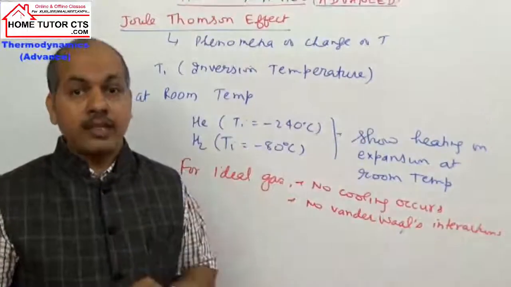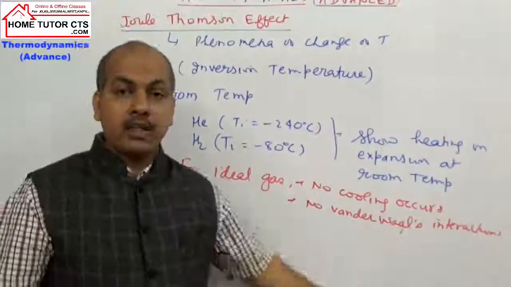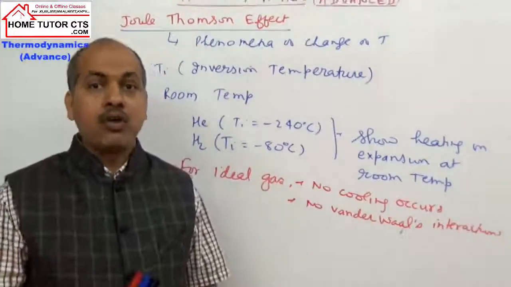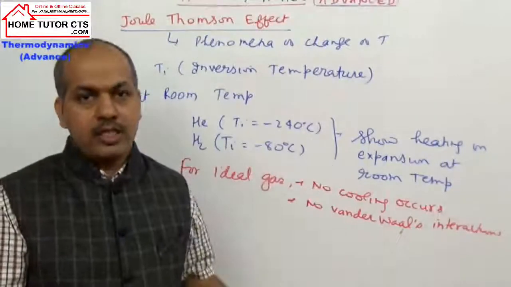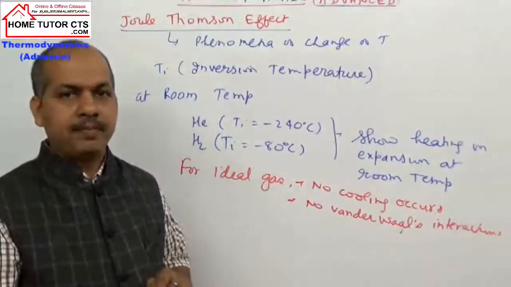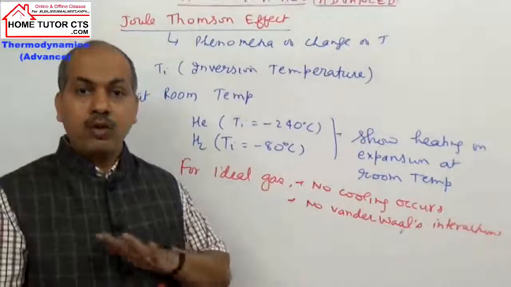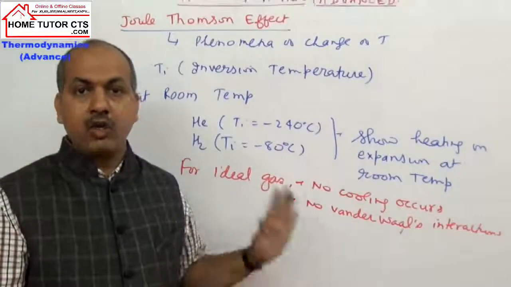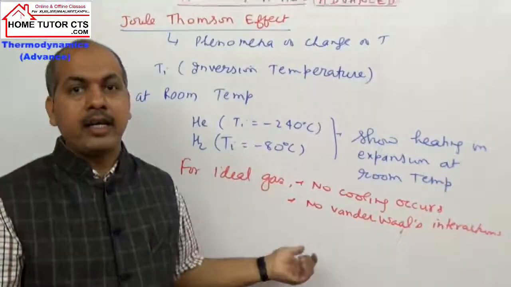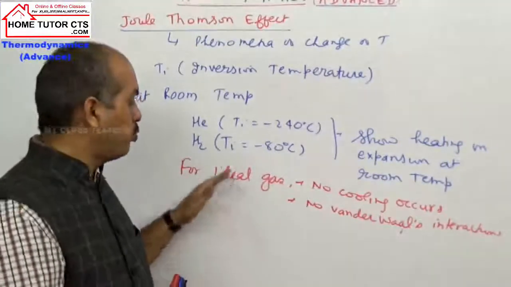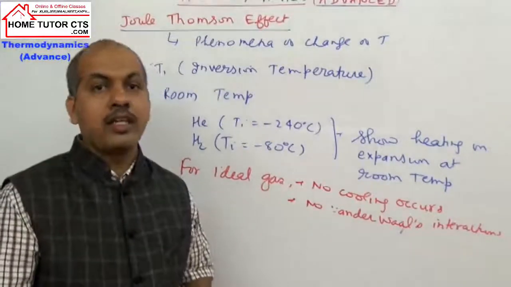Work is done against what? The work is done against the van der Waals attractive forces which are existing among the gas molecules. To overcome those interaction forces, energy is required. Now when the gas is ideal, among the gas molecules there are no interactive forces, no attraction, no repulsion. So no energy is required to overcome any kind of interaction force. For this reason, an ideal gas does not show cooling on expansion.